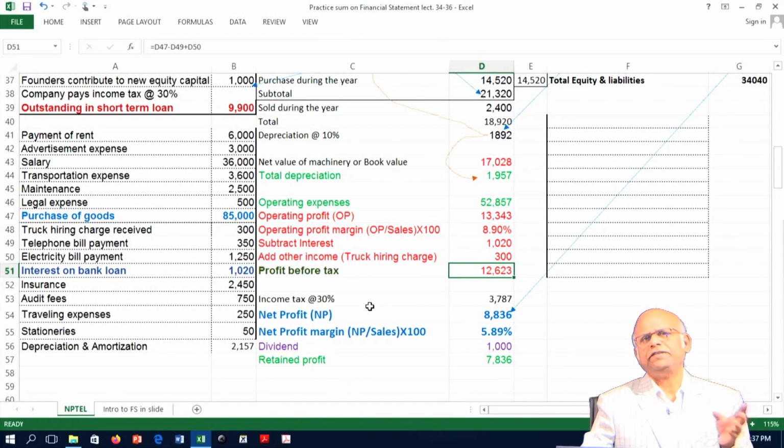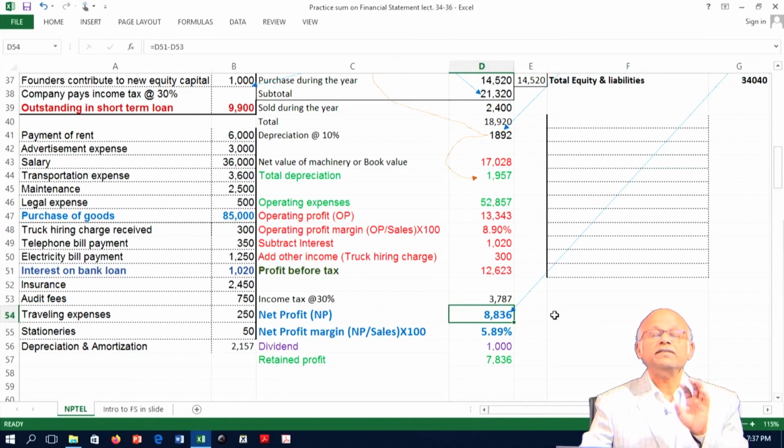So, if the income tax rate is 30%, then we deduct 30% of that as income tax, and we get 8,836. This money belongs to the founders, the owners of the business. So, owners, 8,836 is the money that belongs to the owner.